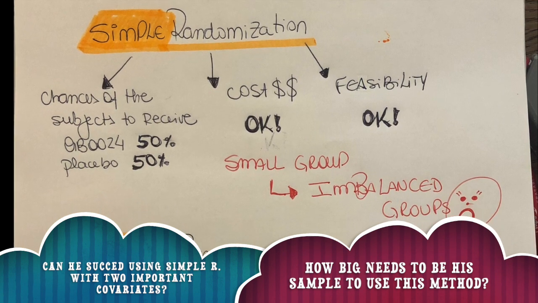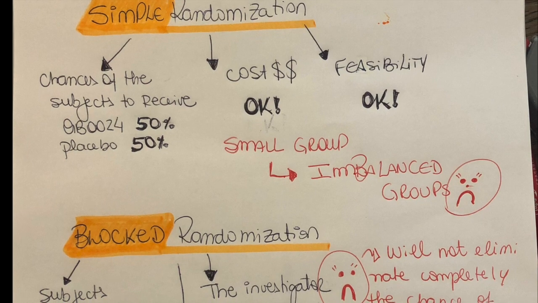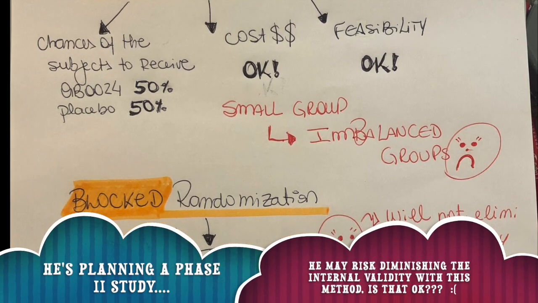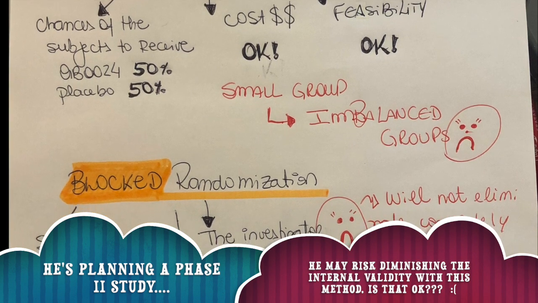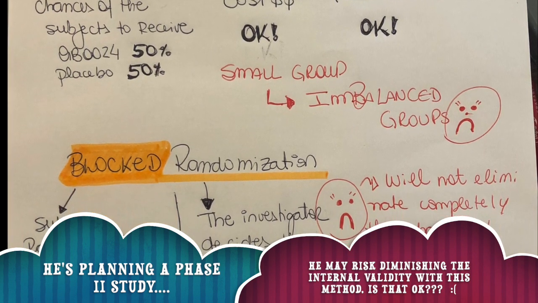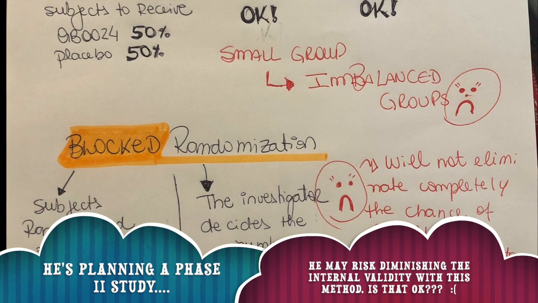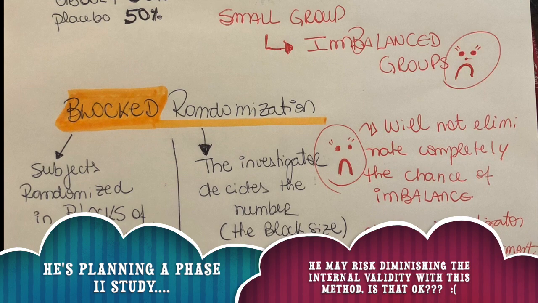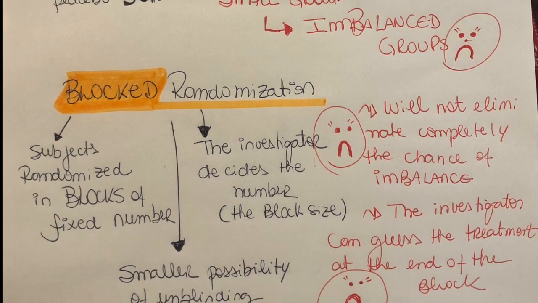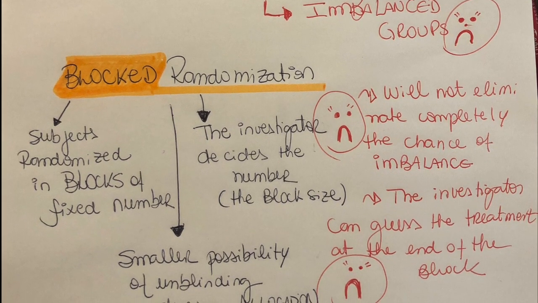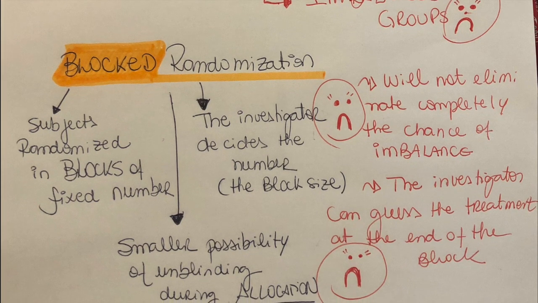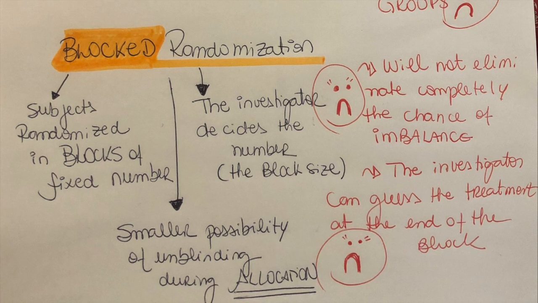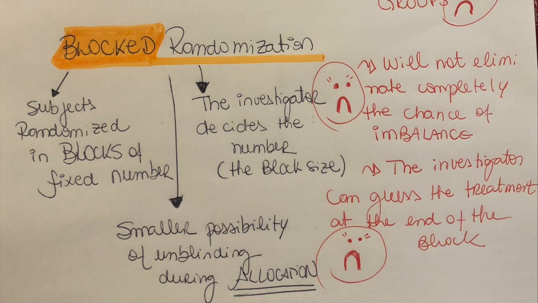The second option is a blocked randomization. Here, the investigator decides the number of the block size and subjects are randomized in blocks. So this study has a smaller possibility of unblinding during allocation, but we still have problems because we will not eliminate completely the chance of imbalance, and plus the investigator can guess the treatment at the end of the block. So this can be a problem too.